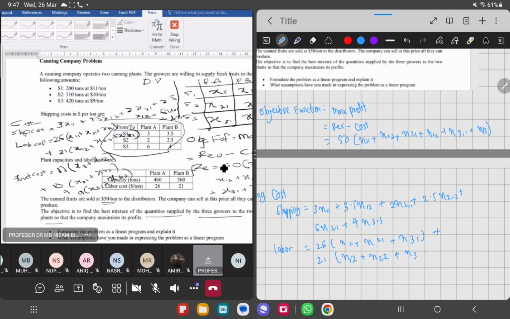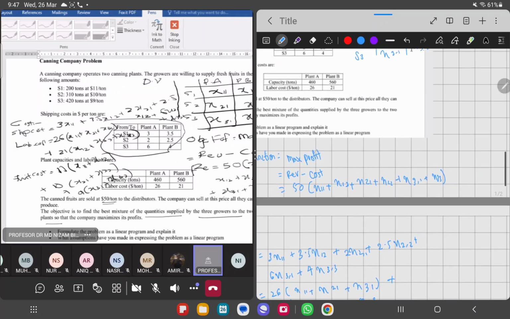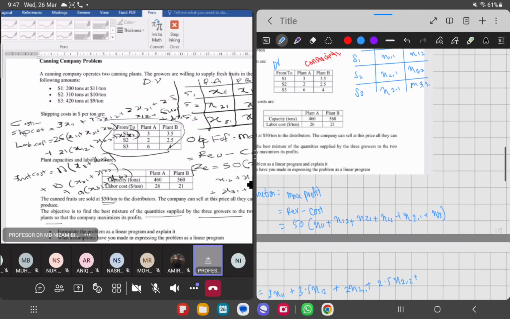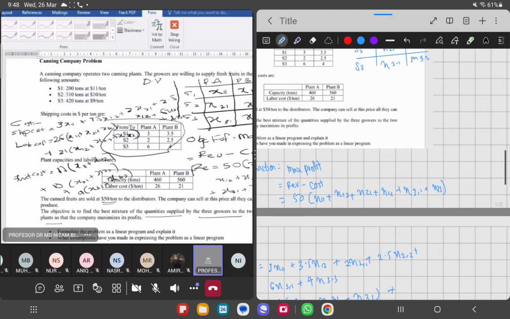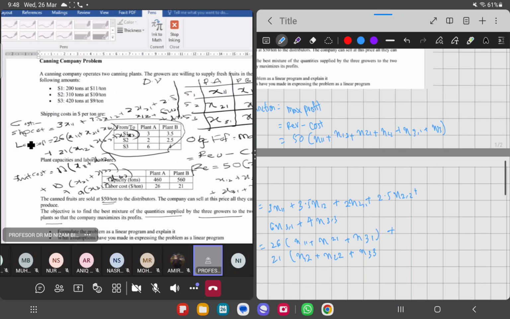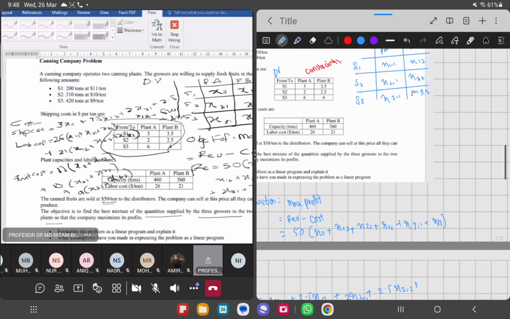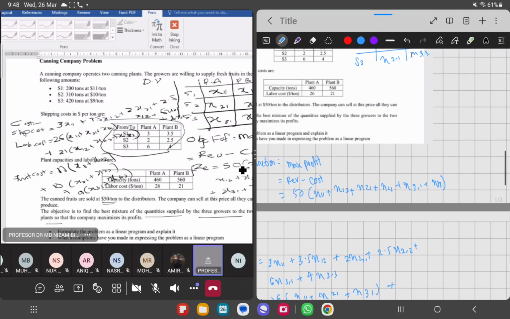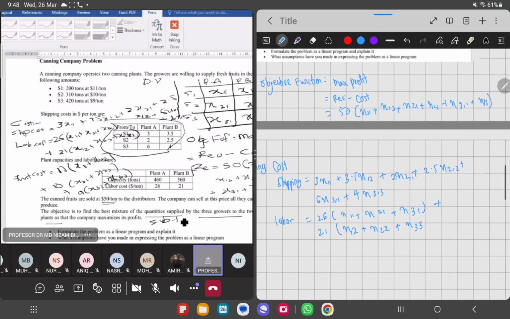So your objective function becomes long, right? It's revenue, which is these functions, times X11 plus X12 plus X21 plus X22 plus X31 plus X32, minus cost. What are the costs? All these shipping costs, labor costs, and fruit costs. So you get profit. Okay. Any questions? No, Doctor. And then constraints, subject to constraints.